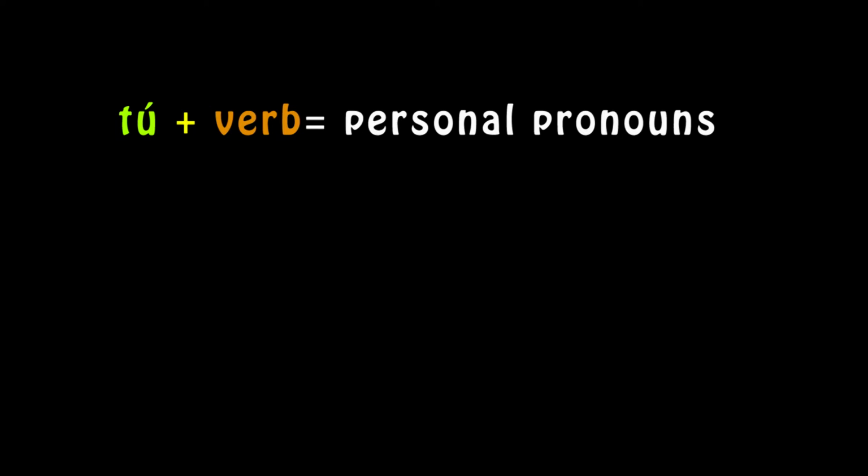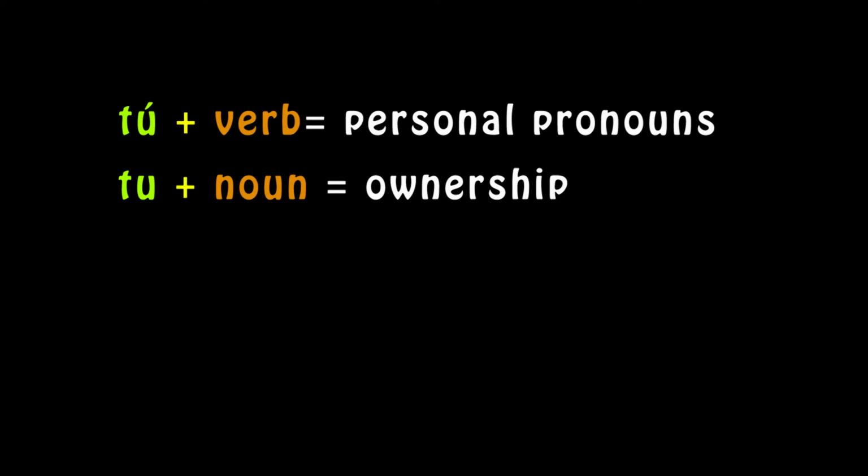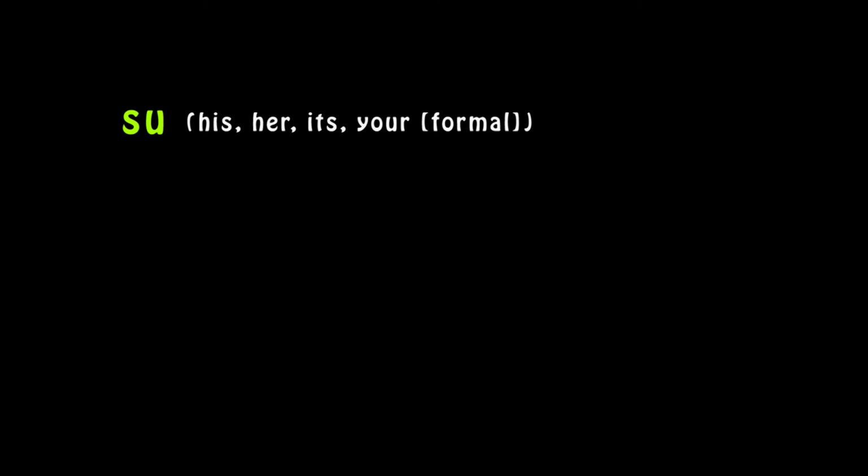So when you have tú with the accent plus a verb, or sometimes people forget to put the accent, but if it goes before the verb, they're probably meaning to write you. So don't forget the accent in order to mean the personal pronoun, you. Tu without the accent, followed by a noun, it is meant to be meaning your, possession. In the case of su, it can mean his, her, its, your in the formal form.